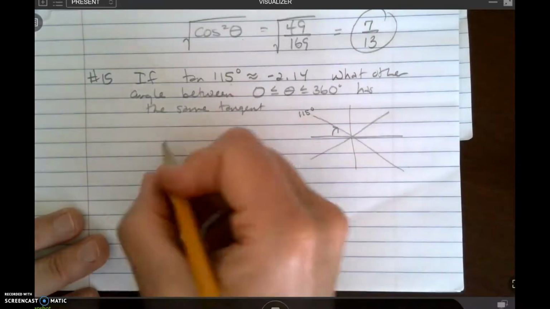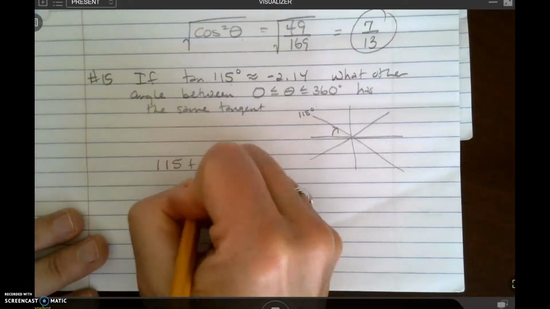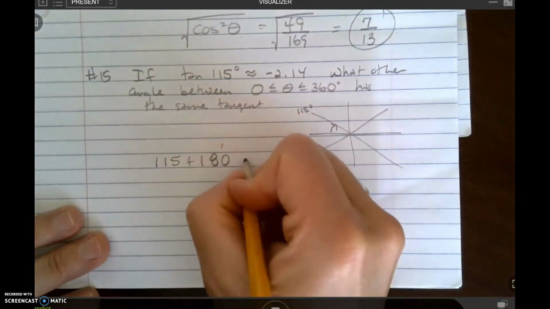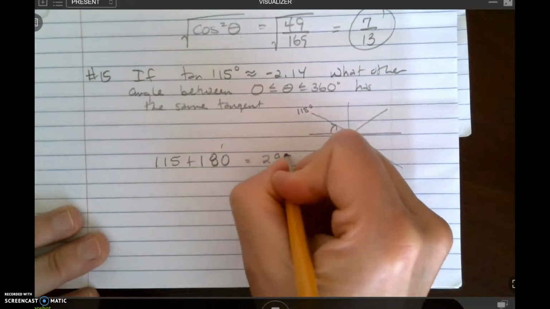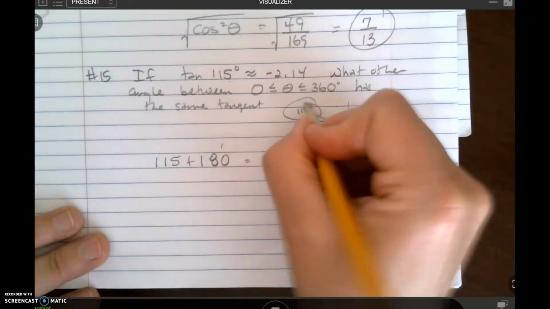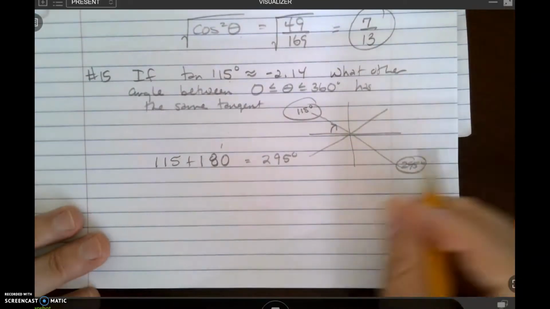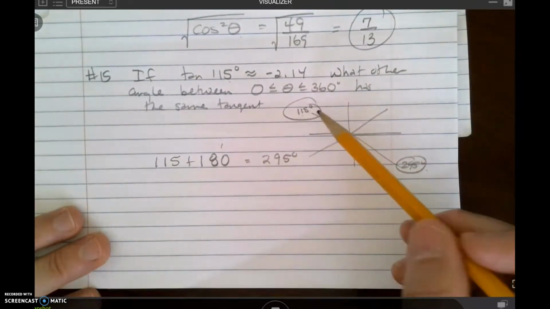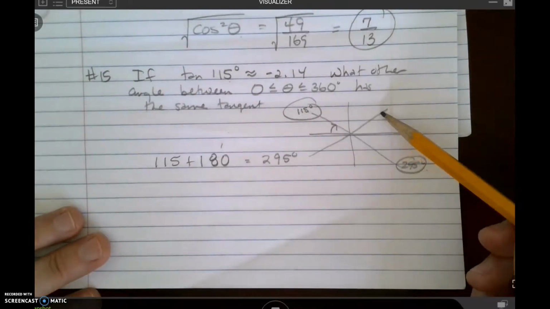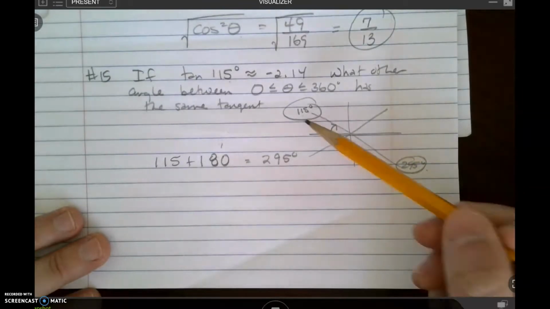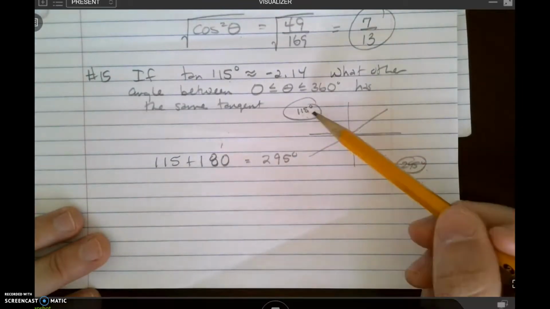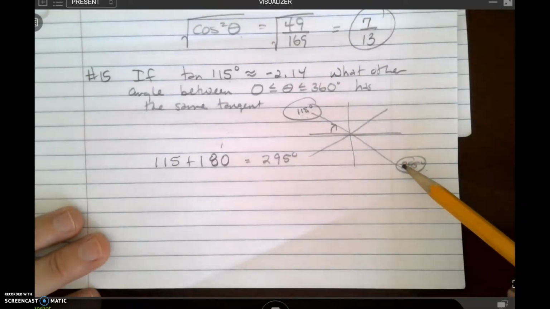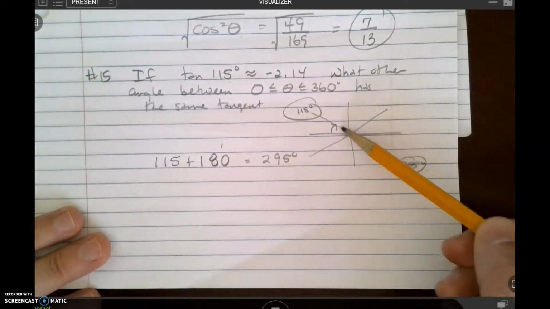So I could simply take 115 and add 180. And I get 295 degrees. So this angle here, 295, would have the same tangent as 115. Because, again, tangent is positive in first and third and negative in the second and fourth. So when you're just going across the diagonal, the easiest thing to do is add 180. If we were going the other direction, we would have subtracted 180.